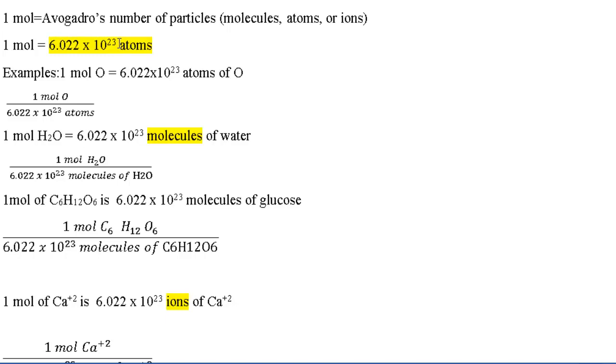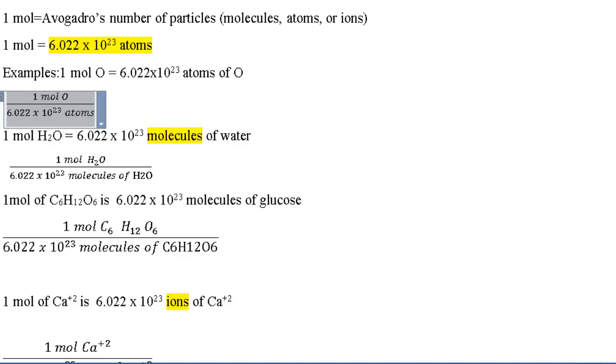10 to the 23 is 1 followed by 23 zeros. That's a lot of atoms. Okay, that's a lot of molecules, and that's a lot of ions. That is to be expected because the whole universe is composed of atoms, molecules, and ions. Very, very small. So we would expect a lot because we're really dealing with the atomic world here.